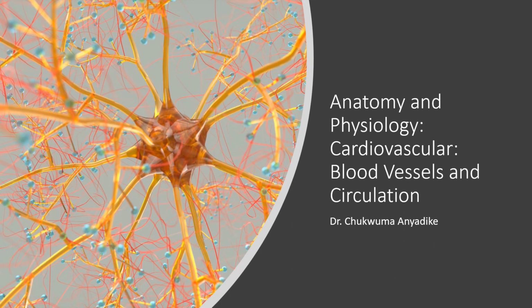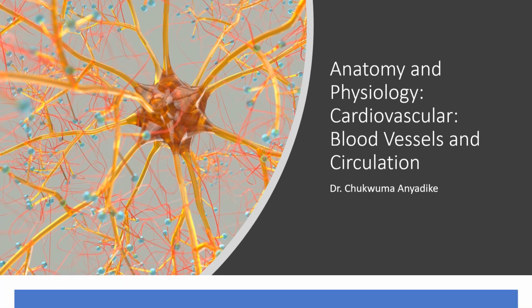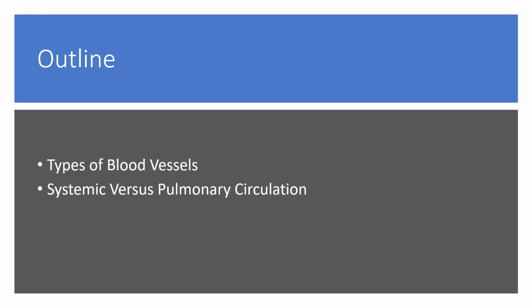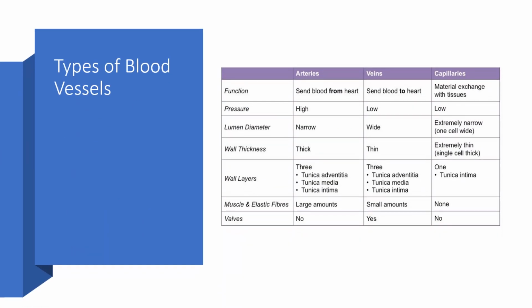Today's lecture is on anatomy and physiology, cardiovascular, blood vessels, and circulation. The outline is as follows. We will talk about types of blood vessels, systemic versus pulmonary circulation, and blood vessels in the circulatory system. There are different types of blood vessels.